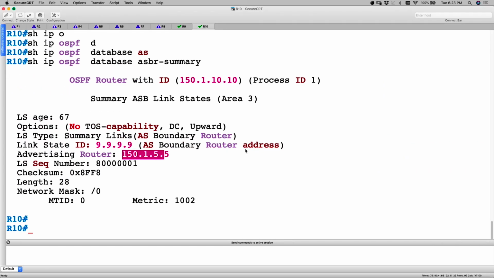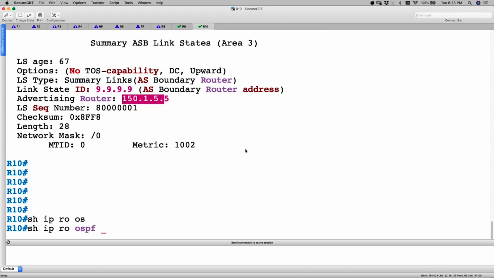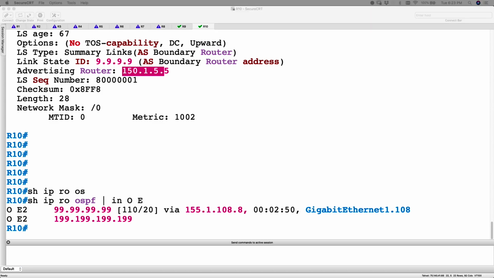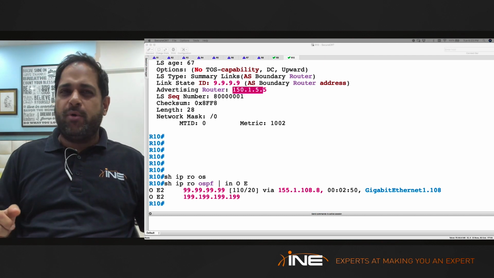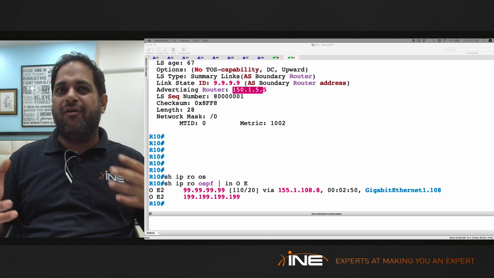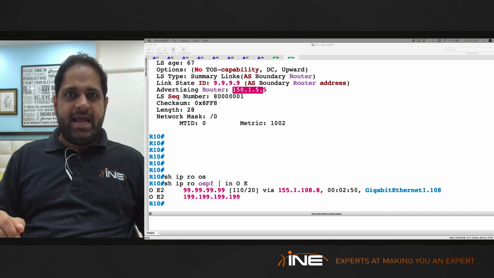As of right now, they all have external routes in their routing table. Let me do a show IP route OSPF include OE routes. So I have 2 OE routes in my routing table as of right now. And I see LSA 5 also, I see LSA 4 also in my database. Now if I want to reduce my routing table, at the same time reduce my processing of the LSAs, I can configure this area as stub.